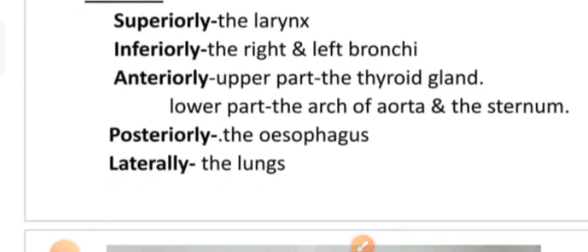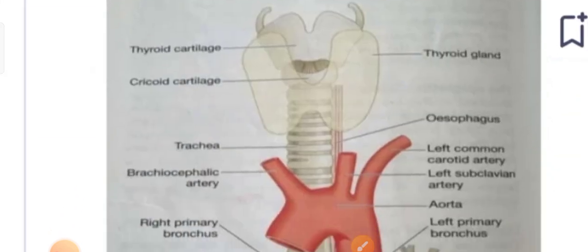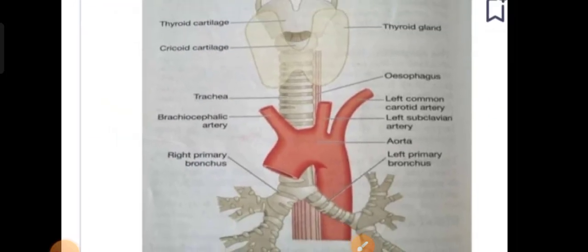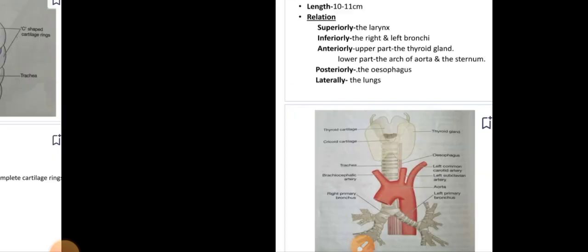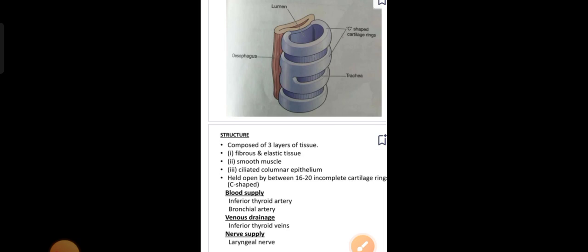Relations of the trachea by location: superior, inferior, anterior, posterior, and lateral. Superiorly the larynx, inferiorly right and left bronchi, anteriorly the upper part of the thyroid gland, posteriorly the esophagus, laterally the lungs. It is composed of three layers: fibrous elastic tissue, smooth muscle, and ciliated columnar epithelium.